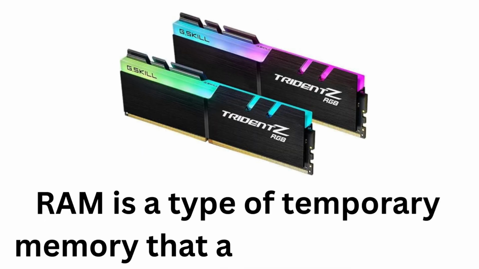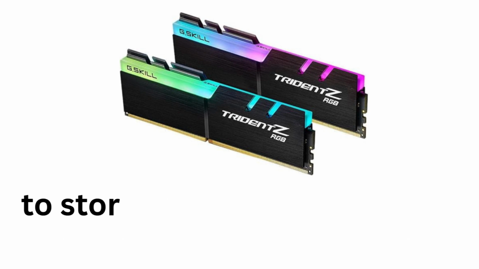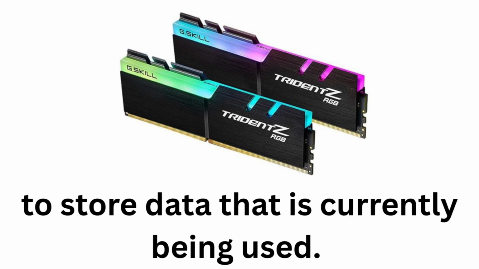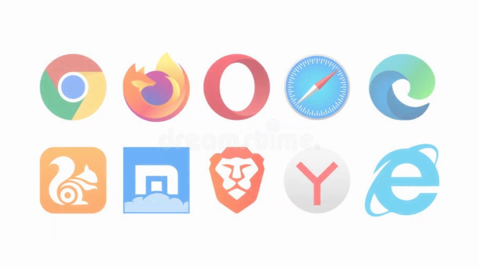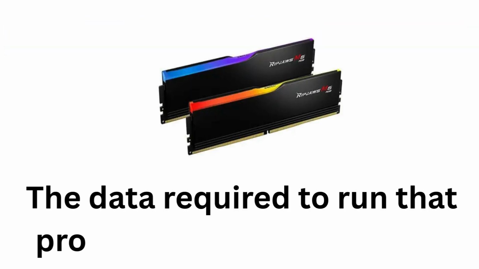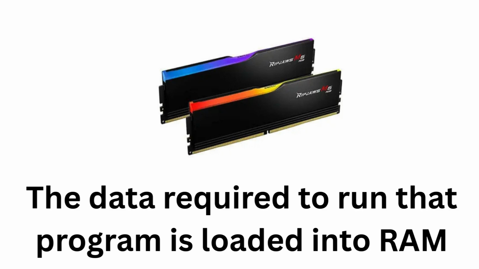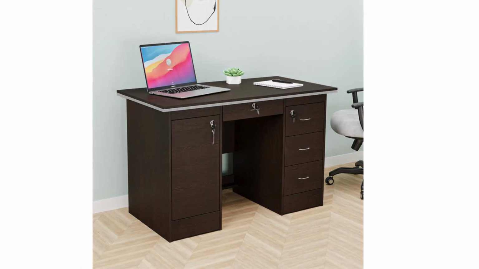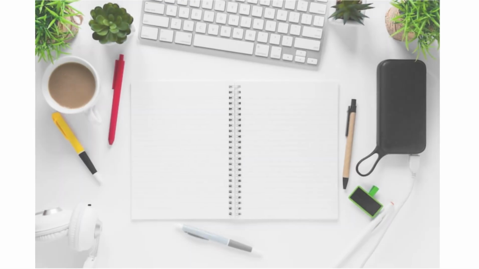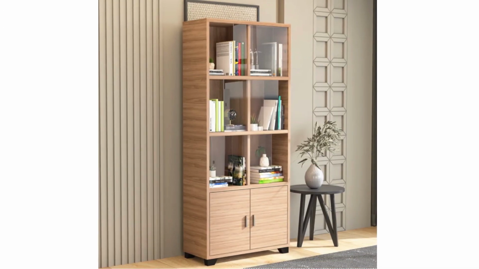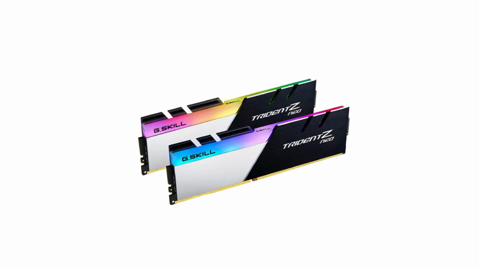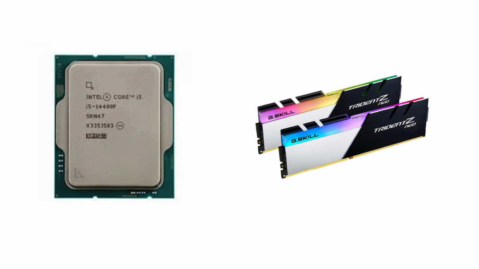RAM is a type of temporary memory that a computer uses to store data that is currently being used. Whenever you open an app, a game, a browser, or a file, the data required to run that program is loaded into RAM. Think of RAM as a working table. If you are studying, you keep your books, notebook, and pen on the table. You don't go to the cupboard every time you need a pen. You keep it close to you. In the same way, RAM keeps important data close to the CPU so it can be accessed quickly.